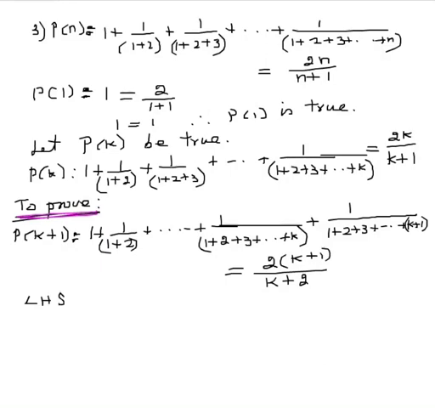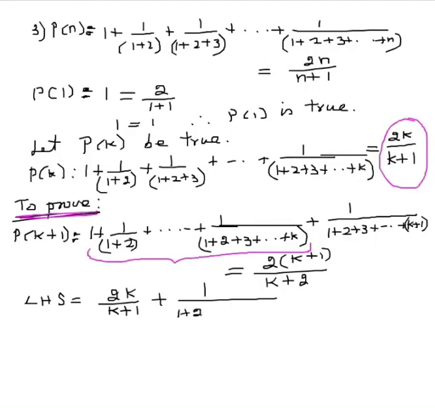Now let us take the left hand side. So for the first k terms, the total is this by P of k. Therefore, I am replacing the first k terms by this total, 2k by k plus 1. And now write k plus 1th term, which is 1 plus 2 plus 3 etc. up to k plus 1. This step is by P of k. And this is an AP.